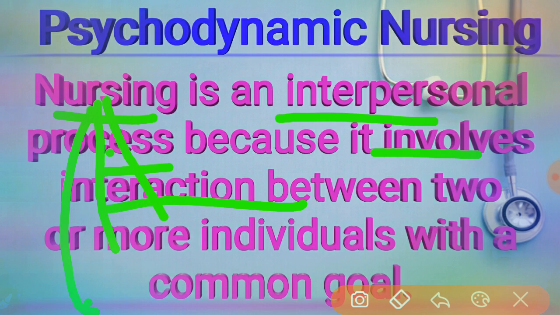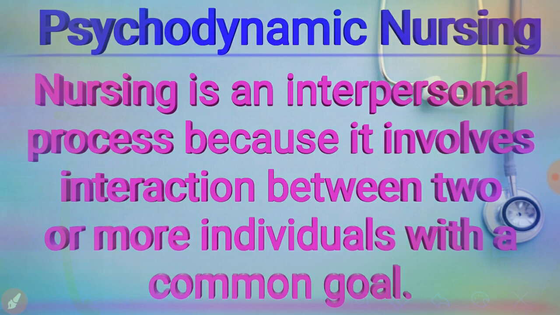So generally, to perform such care for our client, we have to involve our administrator and our colleagues. Here also, to give proper care, the nurses should be involved in the interaction between two or more individuals. Why do they need to involve the individuals? To reach a common goal, whatever they have prepared, to fulfill their assignment or attainment. Okay, got it? This is psychodynamic nursing.